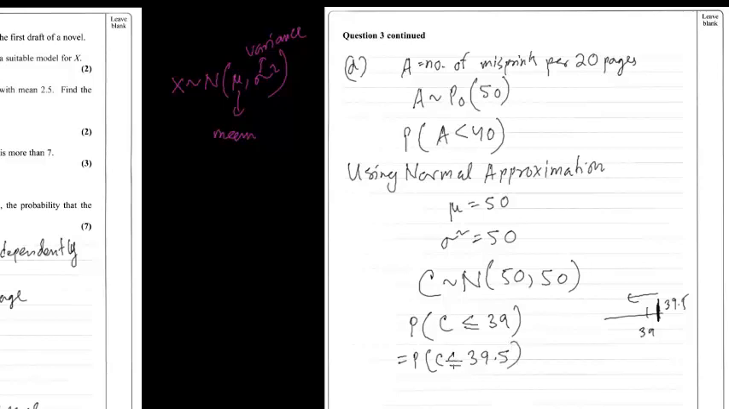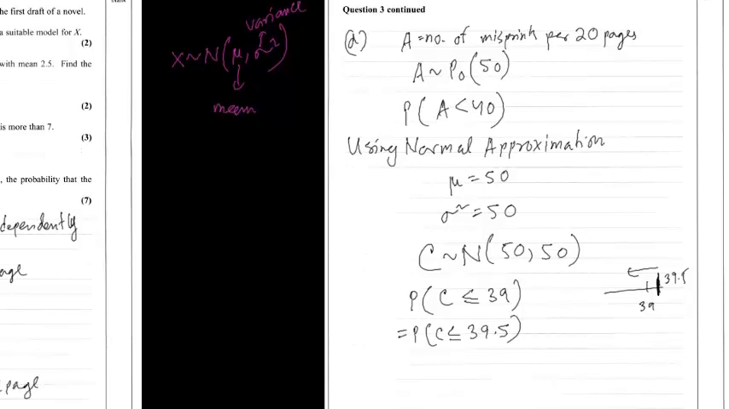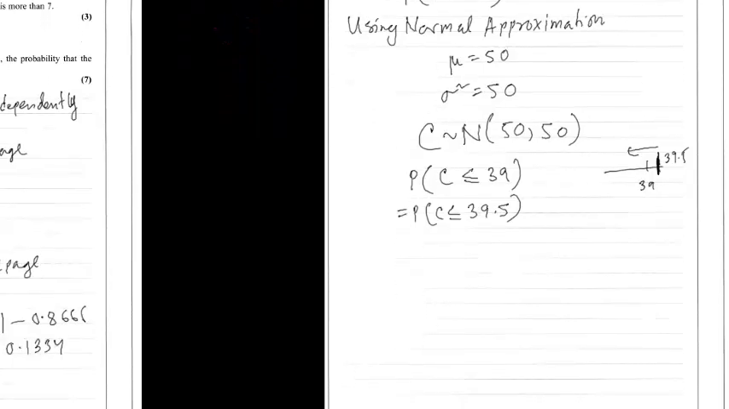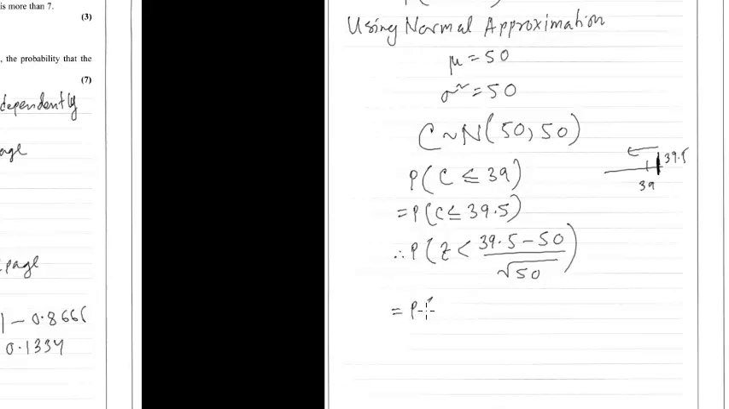Now the equal to sign doesn't matter at all. We have converted the discrete into the continuous using the continuity correction, because Poisson distribution was after all discrete. Normal distribution is continuous. Let's do the z-score. Therefore probability of z is less than, I'm not going to use the equal to sign at all, it's not needed. 39.5 minus mean is 50 and standard deviation is square root of sigma squared.